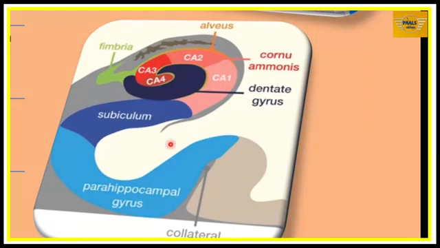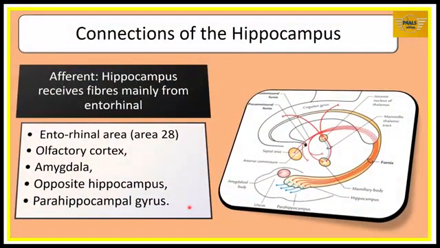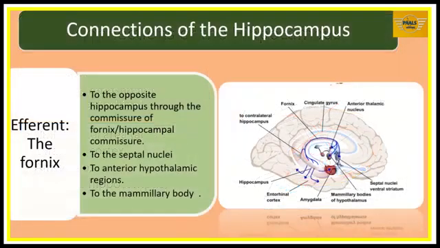That's the C1 here. In the connections of the hippocampus, we have a number of afferent and efferent connections. The major afferent connection to the hippocampus is from the parahippocampal gyrus, which is from the entorhinal area. So for the areas connecting to the hippocampus, we have the entorhinal area, that's area 28. We have the olfactory cortex, the amygdala, the opposite hippocampus, and the parahippocampal gyrus. Now we'll consider the efferents of the hippocampus.